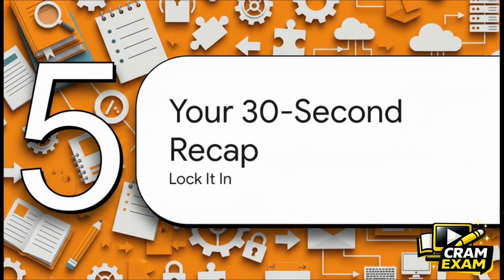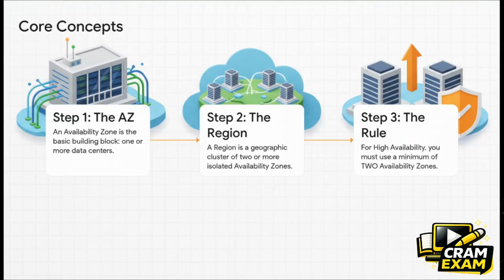All right, let's do a super fast recap to lock all this in. If you've been taking notes, this is the part you want to star, highlight, whatever. Review this right before you walk into that exam. It really boils down to 3 simple things. Step 1, an AZ is just a data center. That's the basic building block. Step 2, a region is just a group of these AZs in one geographic area. And step 3, the golden rule: for high availability, you need at least, say it with me, 2 availability zones.